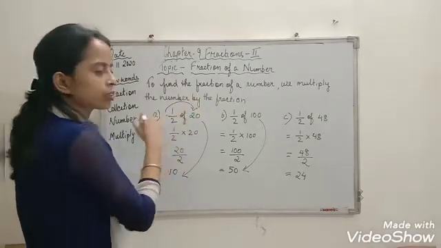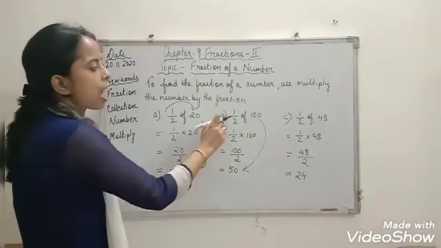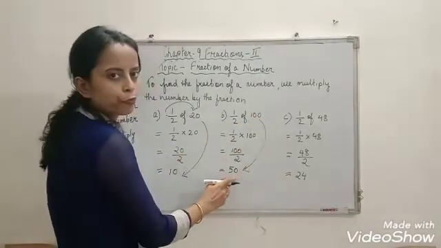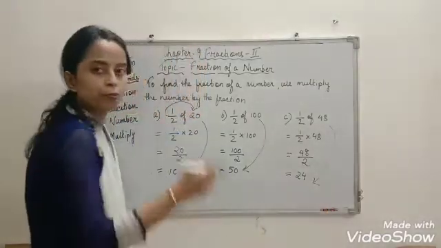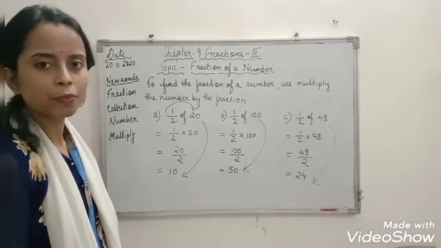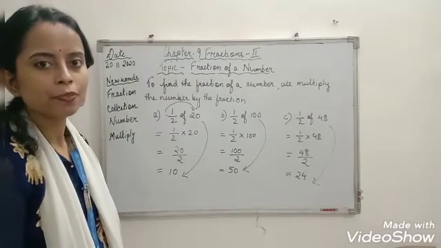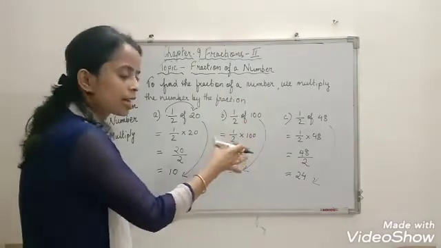The number is 20, the fraction is half. So half of 20, how much did we get? 10. Half of 100, how much did we get? 50. Half of 48, how much did we get? 24. Understood, children? Clear?